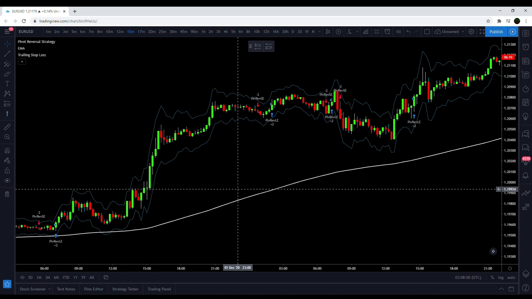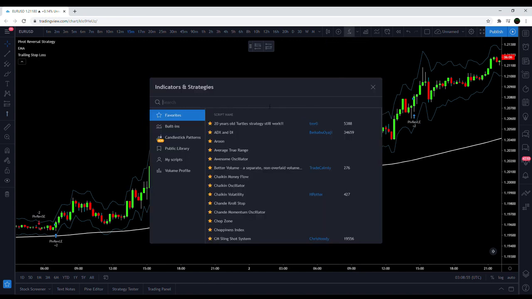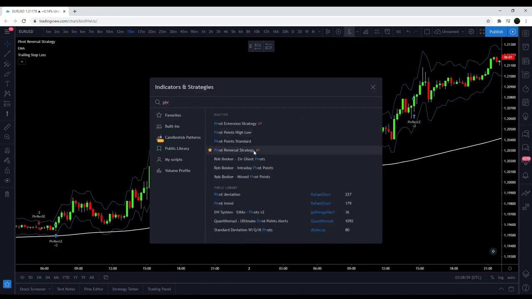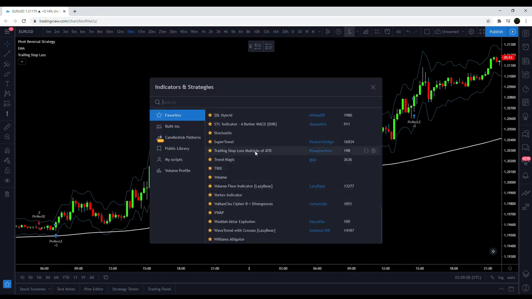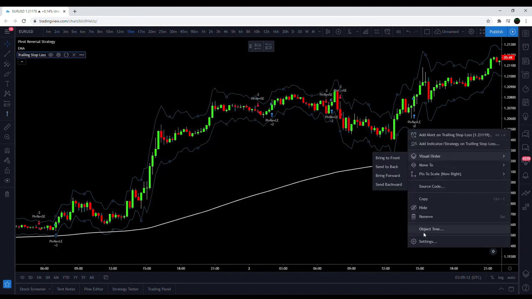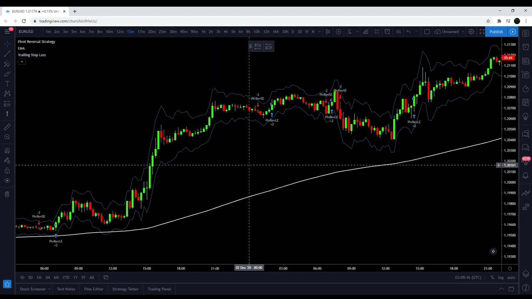So I'm going to show you the indicator and the settings for the stop loss indicator as well. It's built into TradingView. Pivot reversal strategy, and then the stop loss indicator as well. Here it is, trailing stop loss multiple of ATR, Blue Phantom, and settings are default on that as well, and then just the 200 EMA. So if price is above the 200 EMA, you can only take the buy signals.